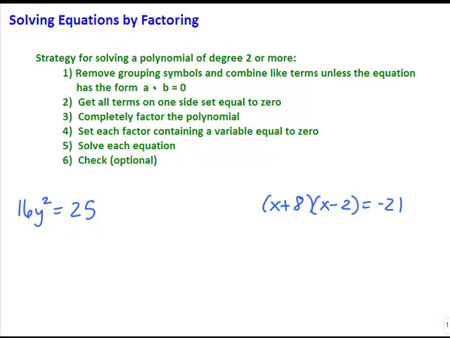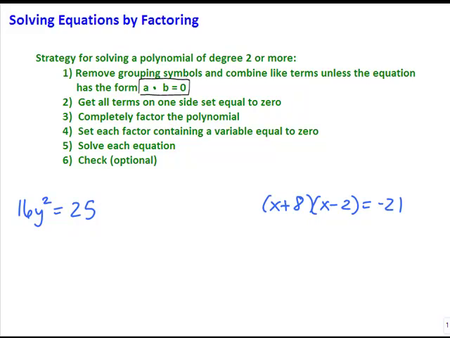So the steps that we're going to follow when we see a degree 2 polynomial is to remove any parentheses or grouping symbols, combine any like terms, and basically clean up the equation first, unless, of course, the equation initially already has the form a times b equals 0. So clean up parentheses, clean up any like terms, and try to get it into a nice form.